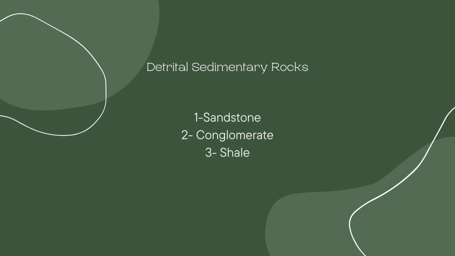Shale. Shale is a type of rock that is composed of fine-grained particles, such as clay, silt, and fine sand, that have been compacted and cemented together. Shale can form from the accumulation of sediment in low-energy environments, such as lakes or oceans.